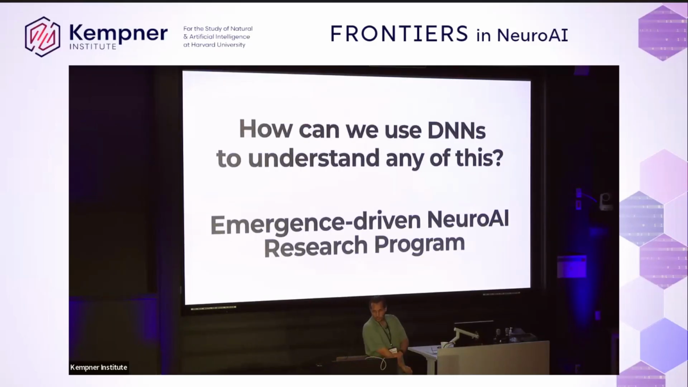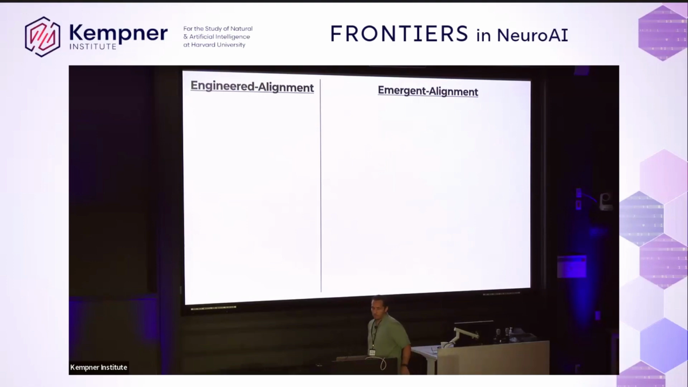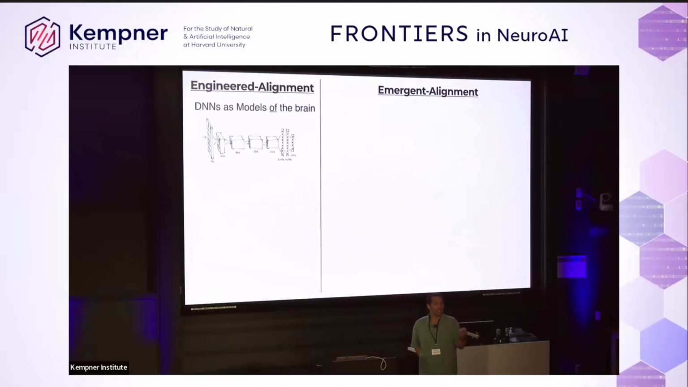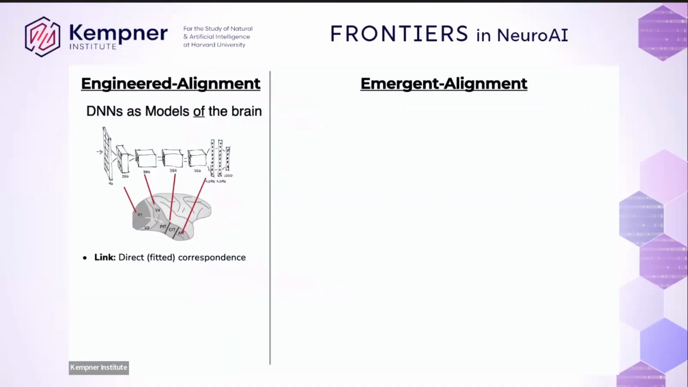So how can we use deep neural network models to understand something like this? I'm going to tell you about the approach that we use in our lab and contrast it with another approach that you'll see represented in the field. One approach is, I'll call it engineered alignment. It's when you're trying to use the deep neural network model as a literal model of the brain. And so you're looking for direct correspondences between components in the model and components of the brain.